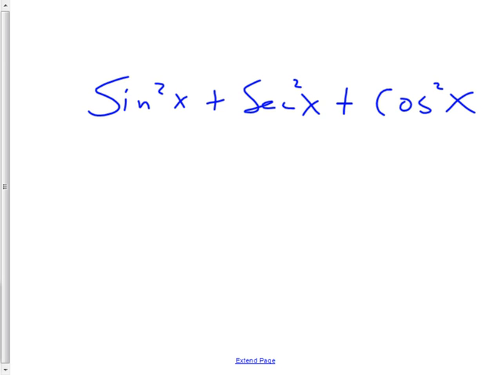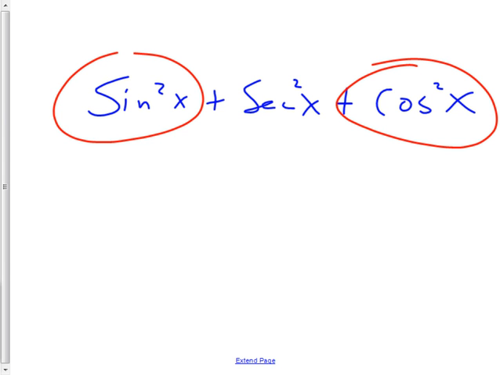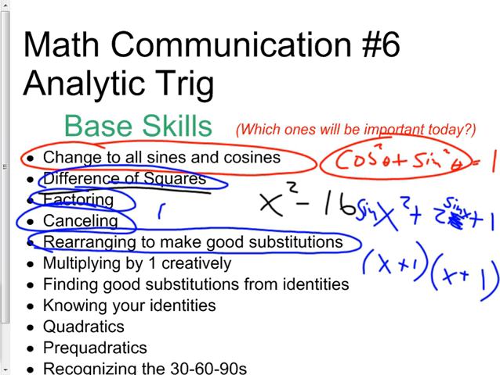Let's just change one little thing. I'm just trying to make the point that this and this are just begging to be put next to each other so that you can do what? Turn it into a 1. Because sine squared plus cosine squared is equal to 1. So then it'd be 1 plus secant squared of x. All right. Next topic, multiplying by 1 creatively.